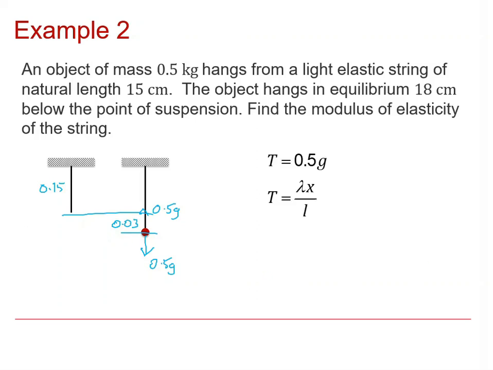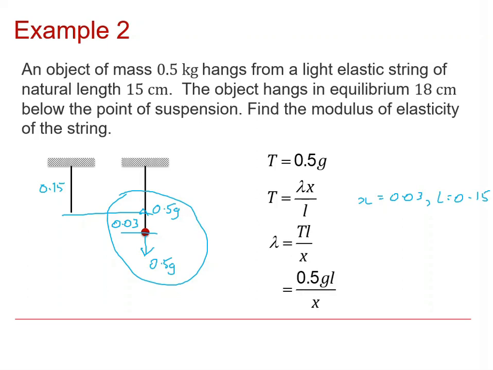Right, with that information we can get started. We've got the model, its T is 0.5 g, that's the equilibrium situation that comes from the picture here. And we've got T as lambda x over L, where we can put in the values for x, that's 0.03, and for L, which is 0.15, and we're trying to find lambda.